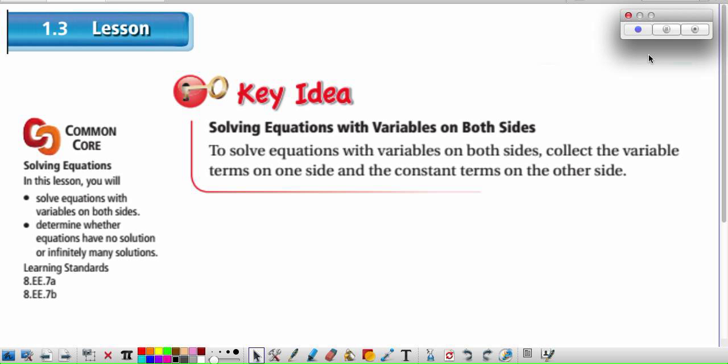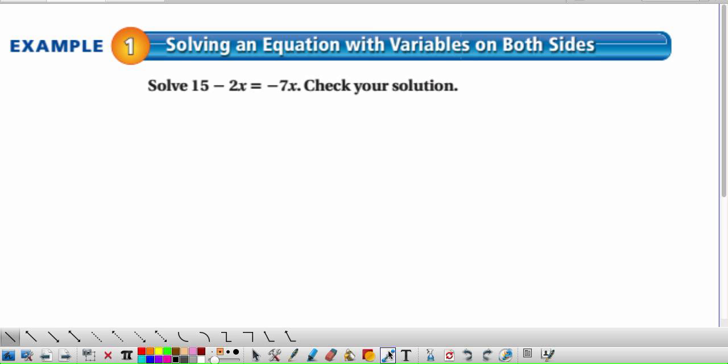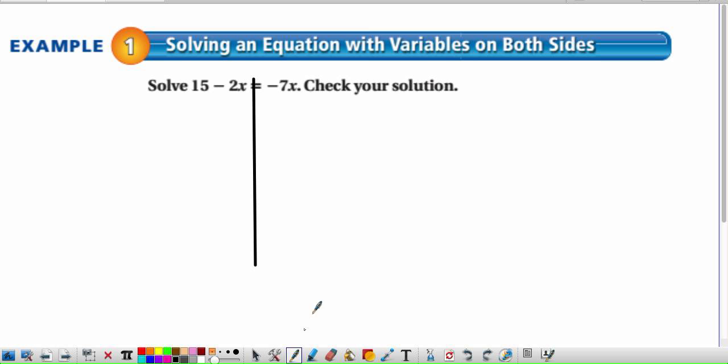Today's lesson is about solving equations with variables on both sides. Now, whenever we start solving equations with variables on both sides, we have to combine our like terms. What I like to do is draw a line down by the equal sign, and that helps me keep everything separate. If you look at this problem, we have 15 minus 2x equals negative 7x. Our like terms are these variable terms that have the x's in them, so we need to combine those together.